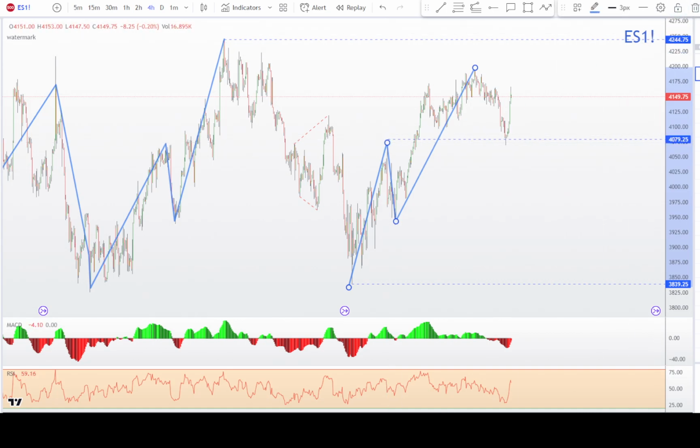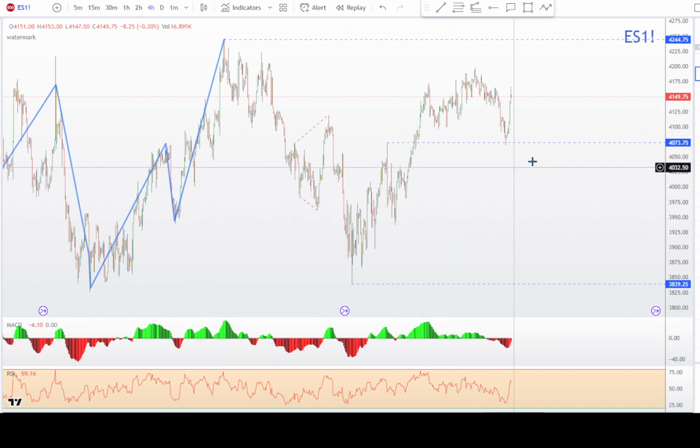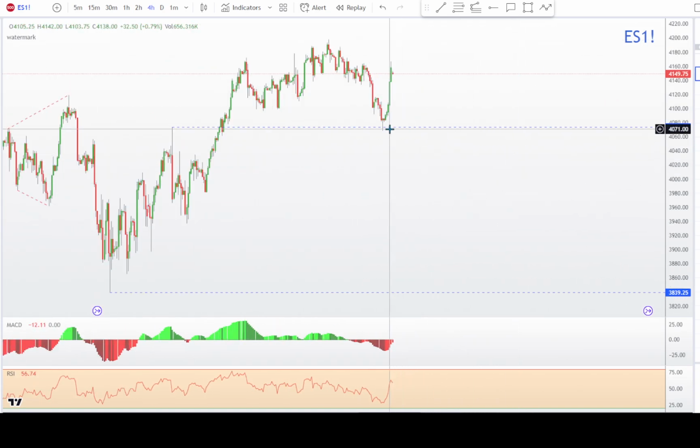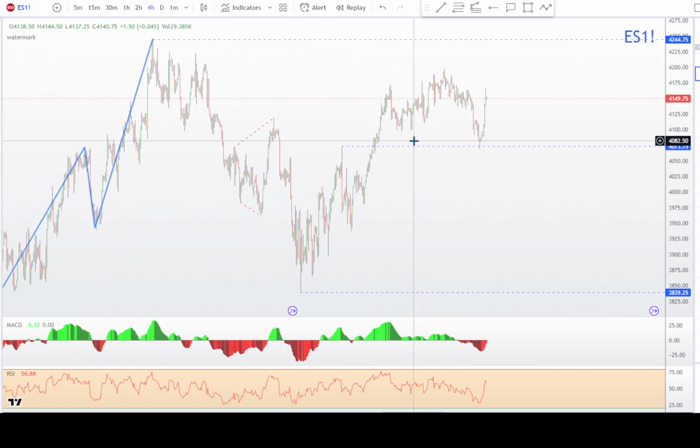Let me get rid of that line. They broke this high, just barely. So this isn't 1, 2, and 3. That can't be 4. So it's not an impulse, and this was an ending diagonal. So that can't be 3 and then 4.